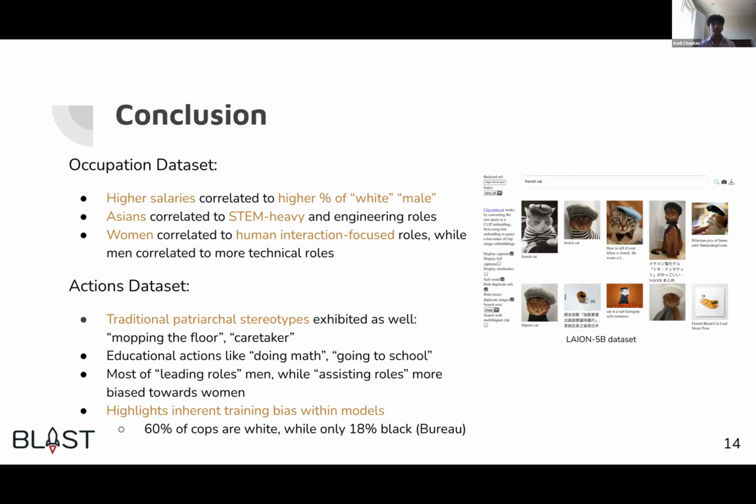So that kind of highlights an inherent training bias within our models, because as I explained before, 60% of cops in the real world are white, while only 18% are Black. But despite this, the model almost always generated police officers as African American, which tells us that the demographic that the model most closely relates to the word police officer just happens to be African American, which kind of highlights the training bias within these models.